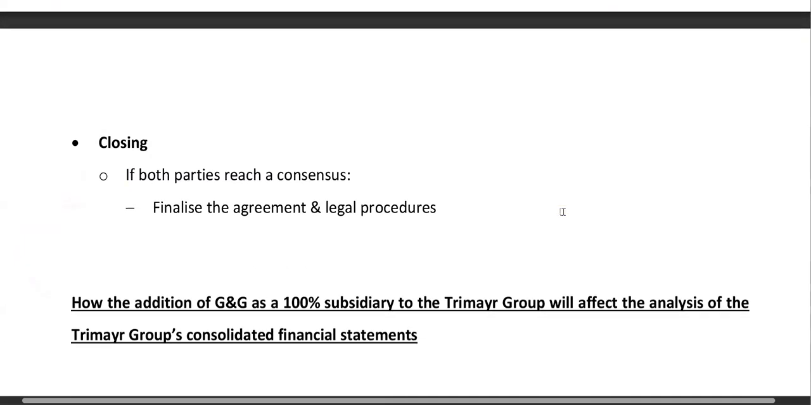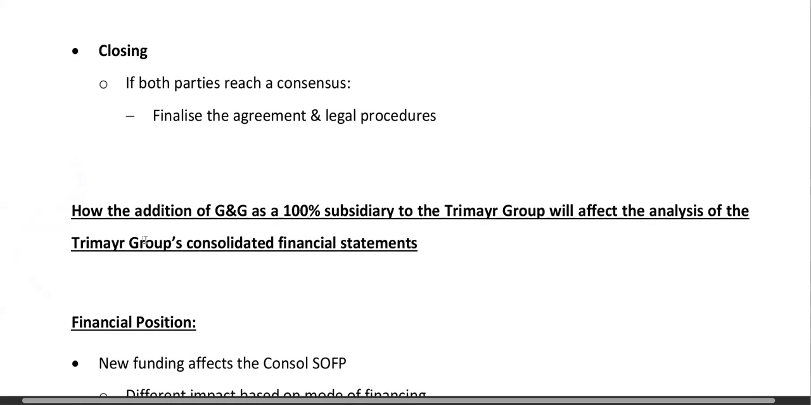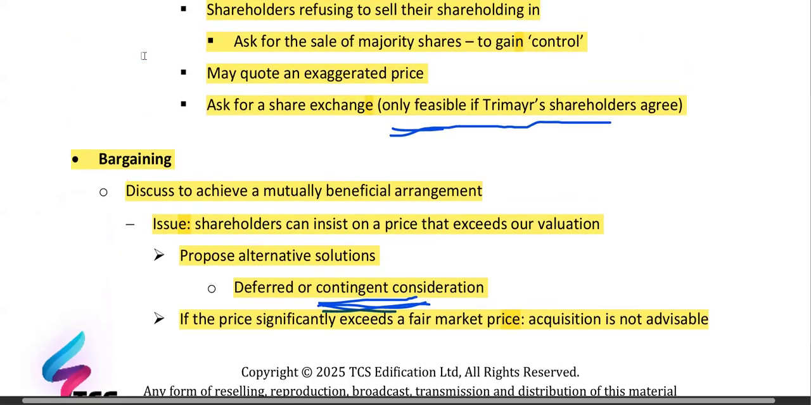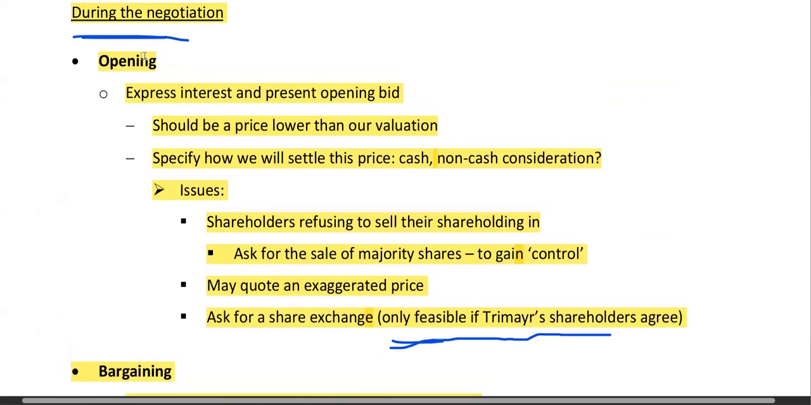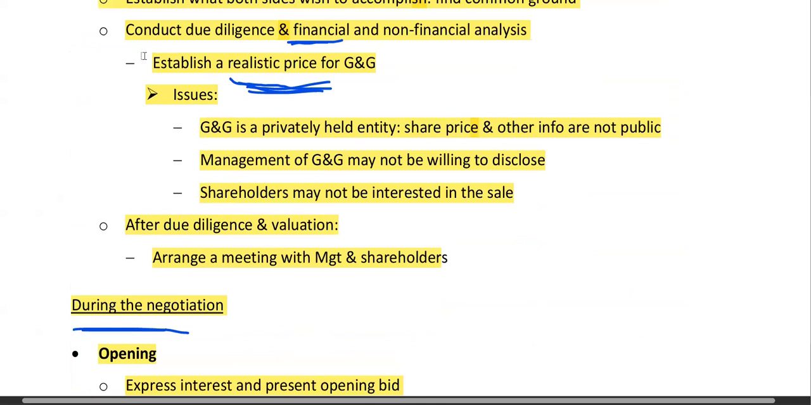So the closing stage would include both parties reaching a consensus. So if both parties reach a consensus, then the negotiation will proceed to a fourth and final step. But if both parties don't reach a consensus, we say that the deal didn't close. So we weren't able to finalize anything, and both parties parted away during the bargaining stage, or sometimes during the opening stage itself, or before even the opening stage.